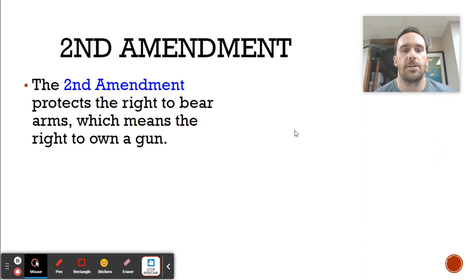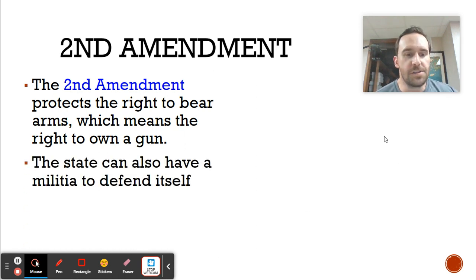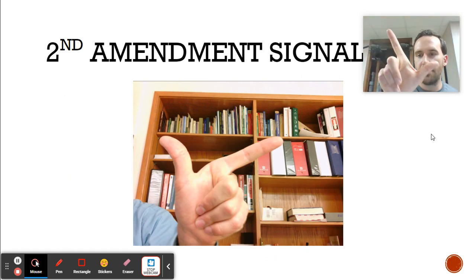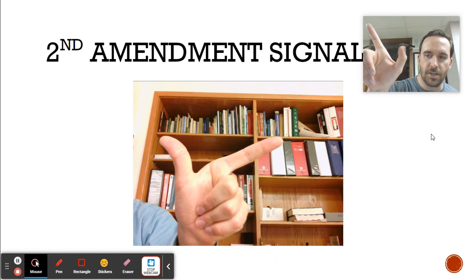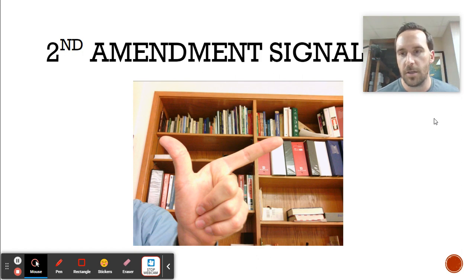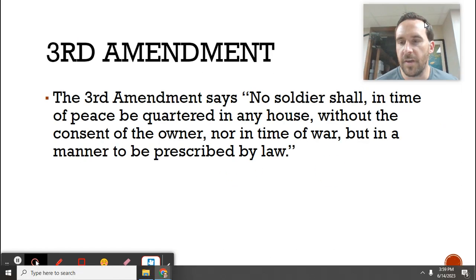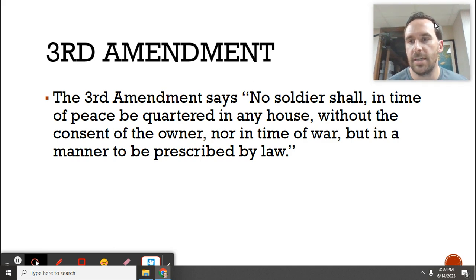Second Amendment, probably familiar with this one, gives us the right to bear arms, which is a fancy way of saying we have the right to own a gun. It also says that the state can have a militia and defend itself. So in a non-threatening manner, we've got 2 fingers to make up a finger gun there, 2 fingers for the Second Amendment.